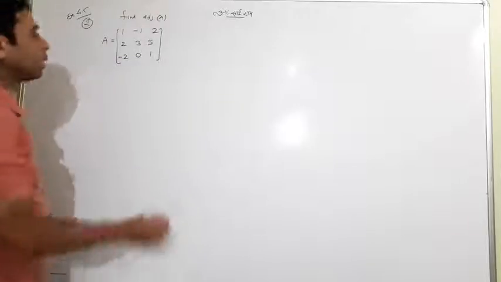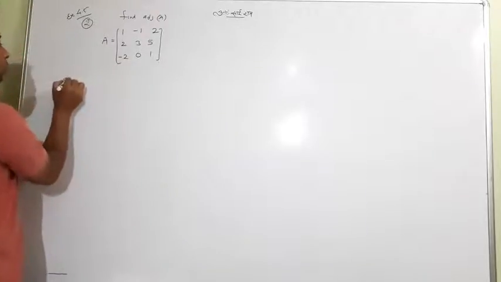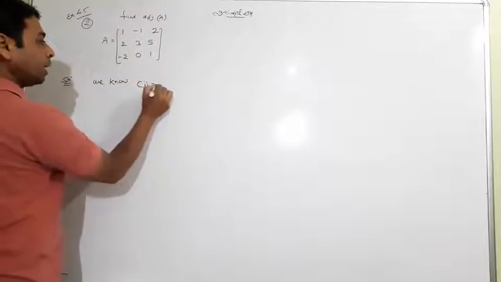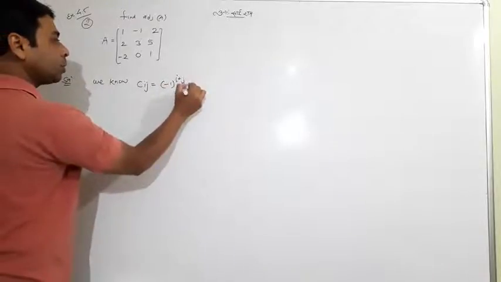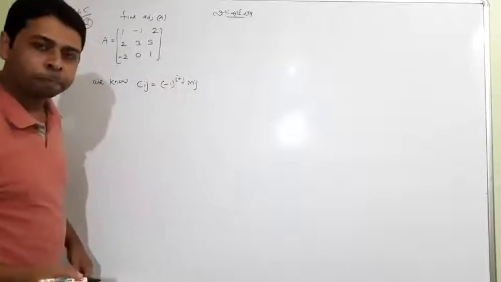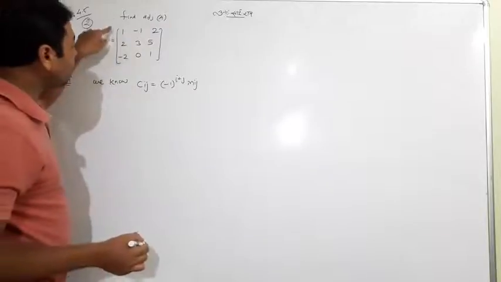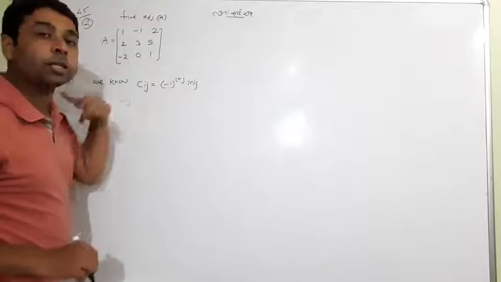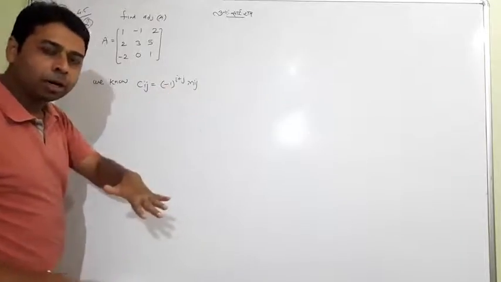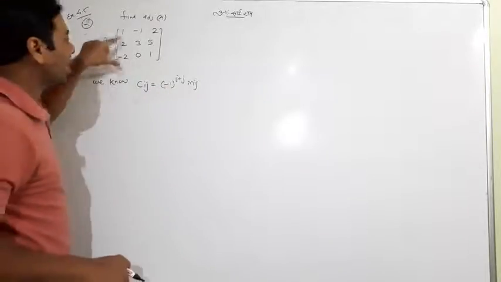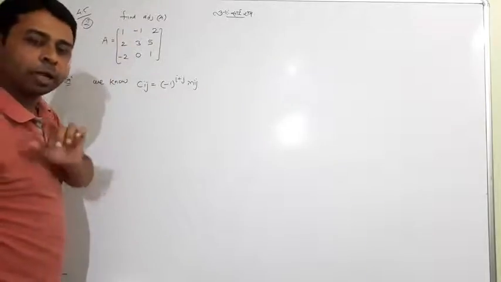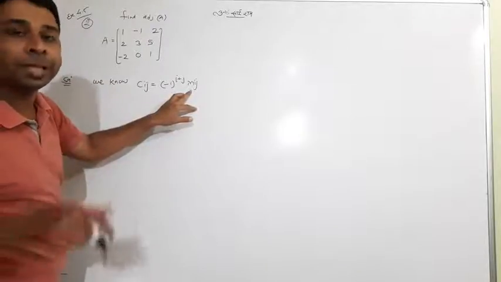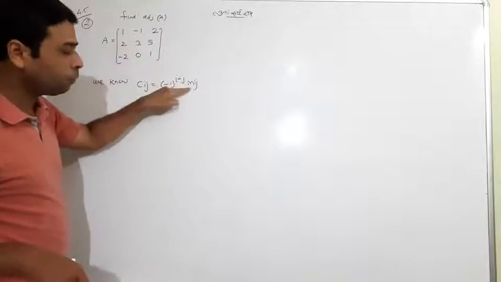That is how we'll start. First of all, as I told you, write the formula: Cij equals minus 1 to the power i plus j times Mij. This is the formula of cofactor. So this is actually a matrix. We saw the cofactor procedure in the determinant case, but a similar procedure will be followed in the matrix section. Mij here is very important, which actually depends on a determinant. Even though it is a matrix, it will be found by the determinant.